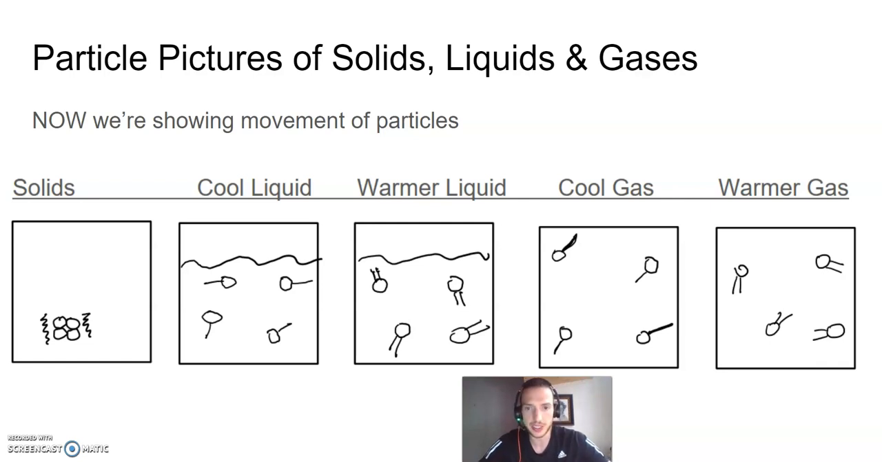All right, just to review, solids, we do not draw any whooshies. We never draw whooshies in solids. To show that they're moving, that they're vibrating, we're going to draw the zigzag lines. In a cool liquid, you're going to put fewer whooshies than in a warmer liquid, and the same thing for a gas. In a cool gas, you're going to put fewer whooshies than in a warmer gas.